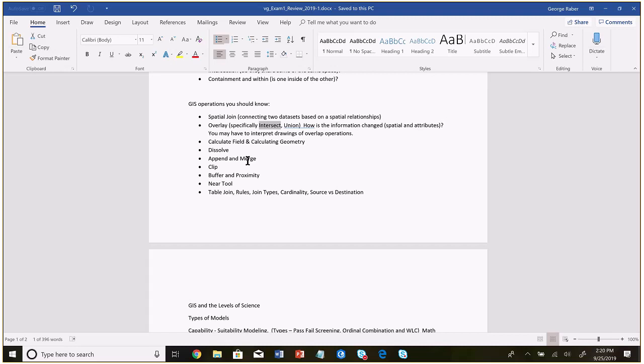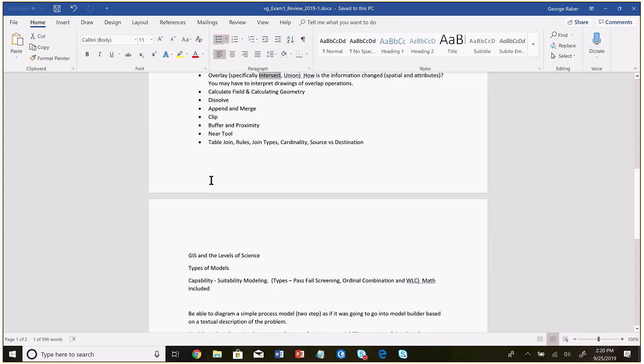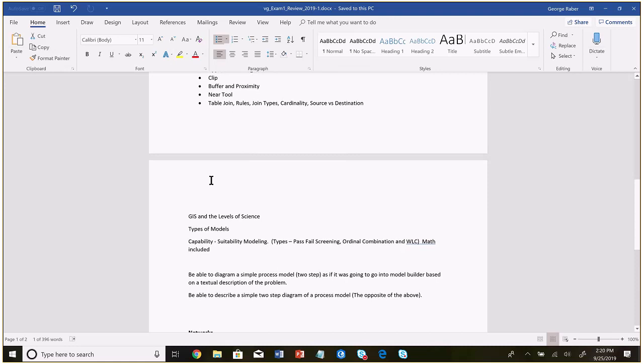Clip is kind of like an overlay tool, but it doesn't cause any of the attributes to change. It just cookie cuts out the extent for you. And erase is kind of the opposite, but I don't think the test talks about erase at all. But really, erase and clip are almost the same. It's just whether you're saving the cookie or you're saving the extra parts.